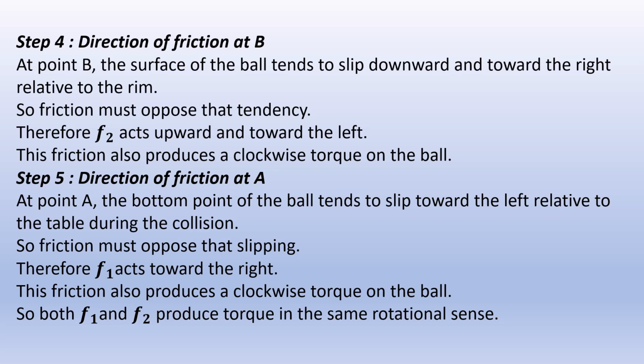Now let us move to point A, the contact point with the horizontal table. At point A, during the collision, the bottom point of the sphere tends to slip toward the left relative to the table. Again, friction opposes slipping tendency. So, to oppose this leftward slipping, the friction force must act toward the right. And this friction force also produces a clockwise torque on the sphere.